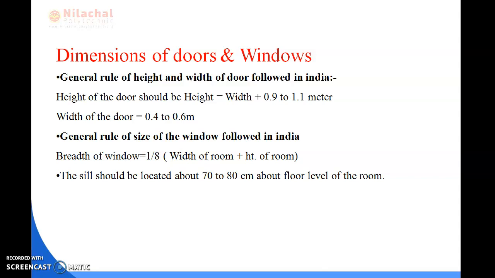Next is the general rule for the size of a window that we follow in India. How do we get the breadth of the window? The breadth of the window is equal to 1/8 of the width of the room plus the height of the room. So we take the width of the room plus the height of the room, then multiply by 1/8, and we get the breadth of the window. This is the breadth of the window that we follow in India, and the sill should be located about 70 to 80 cm above the floor level of the room. So these are the dimensions of doors and windows.